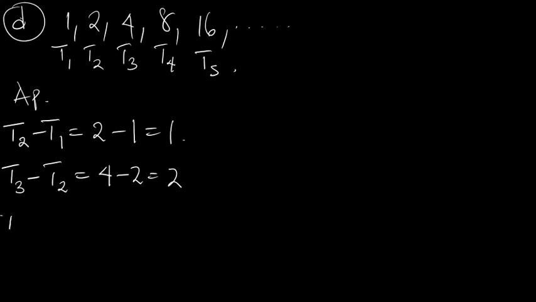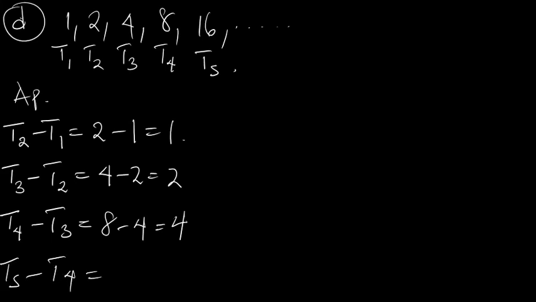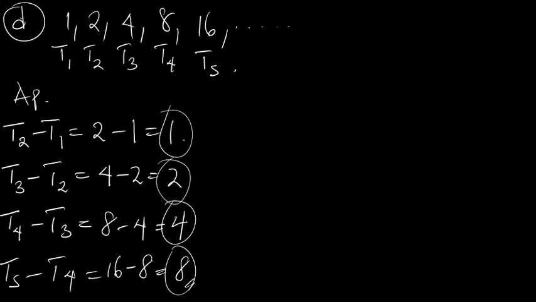We have the next one, which is the fourth term minus the third term, which is what? 8 minus 4. This is what? 4. We now have the next one, which is the fifth term minus the fourth term. This will give us what? 16 minus 8, which is what? 8. So you can see there is no common difference because the values are different. So it is not an arithmetic progression.